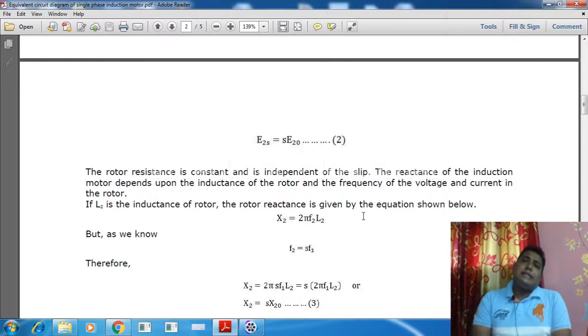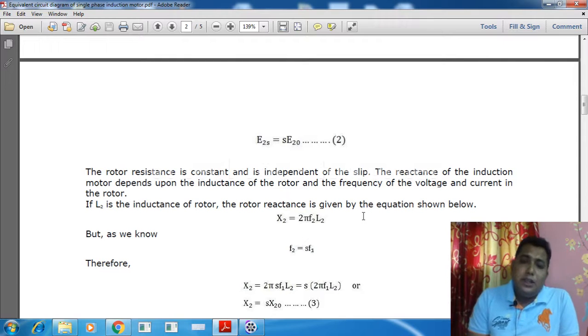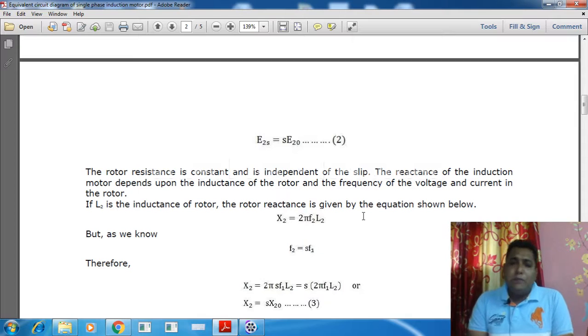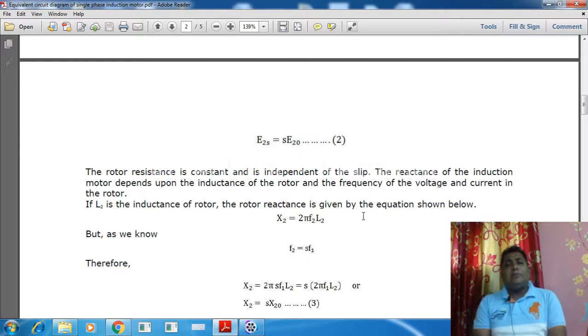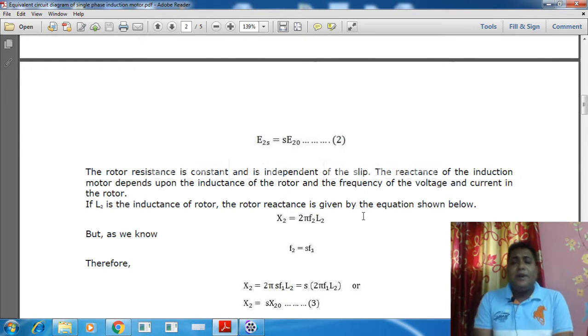The rotor resistance is constant and is independent of the slip. But the reactance of the rotor circuit depends upon the slip value. Why? Because the reactance is a frequency dependent component, and we know that the frequency is itself a slip dependent component. So when we are discussing the reactance value, it definitely depends upon the slip value. So we have to include the slip component in the reactance. Let us see how the equation is changing.